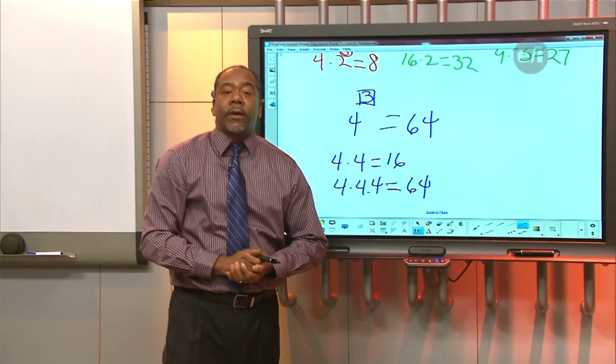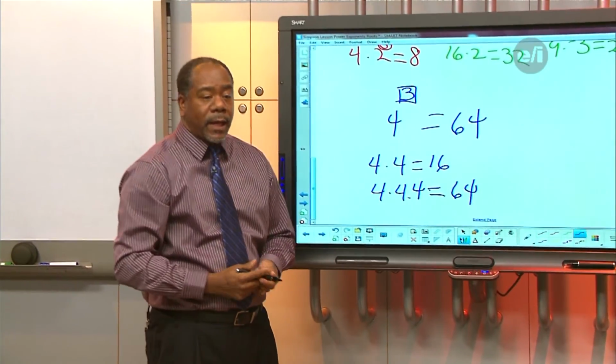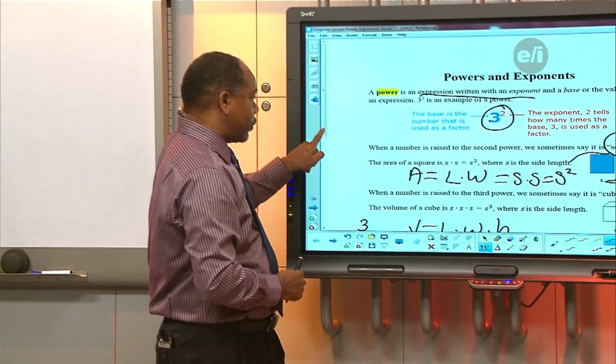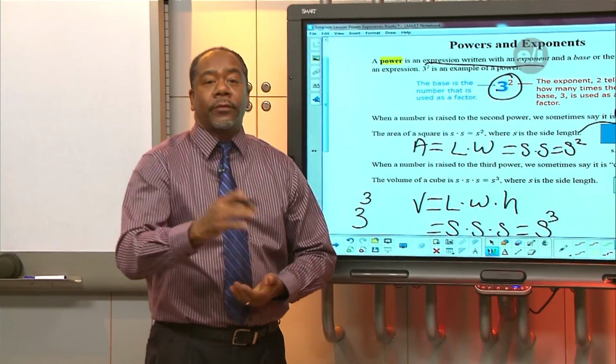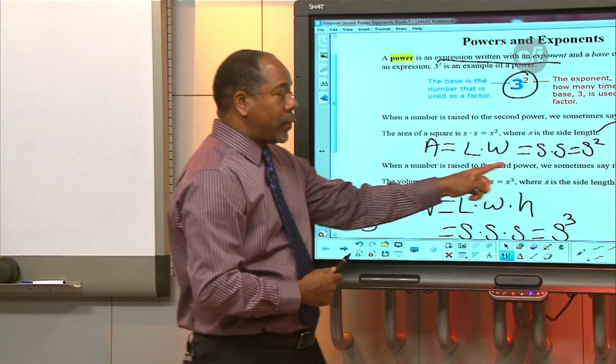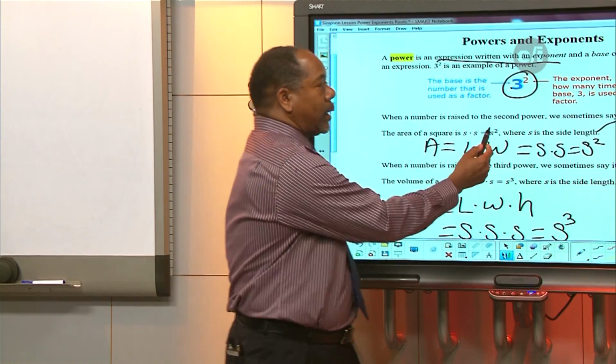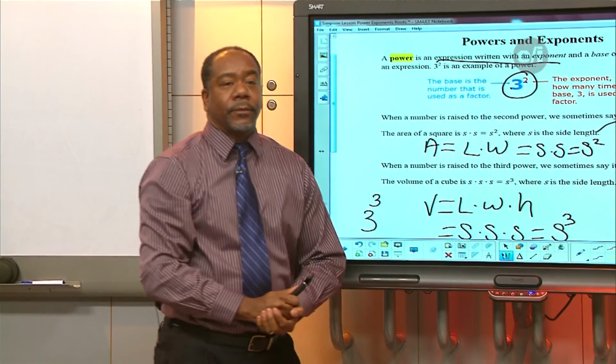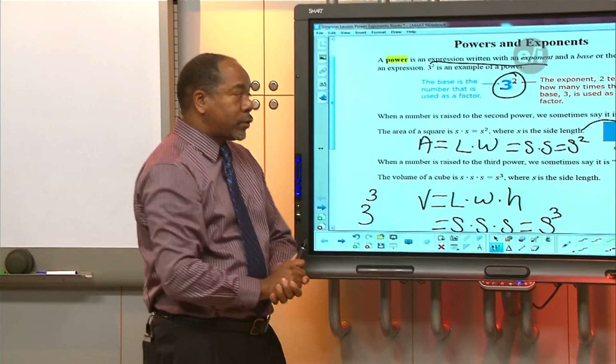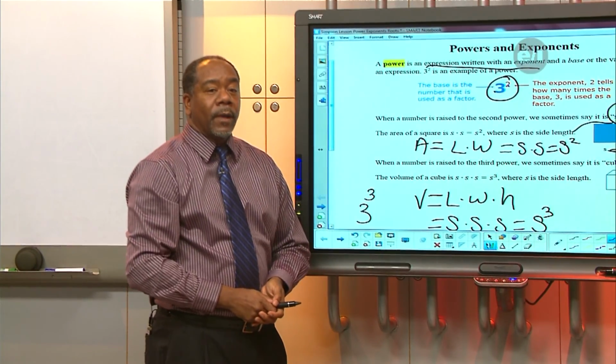I hope this helped you better understand powers and exponents. Remember, you're going to hear it a lot all throughout your math career. And if you hear something that says squared, you're really talking about that exponent being a 2. If you hear something being cubed, what you're talking about is the exponent being 3. Hope this helped.